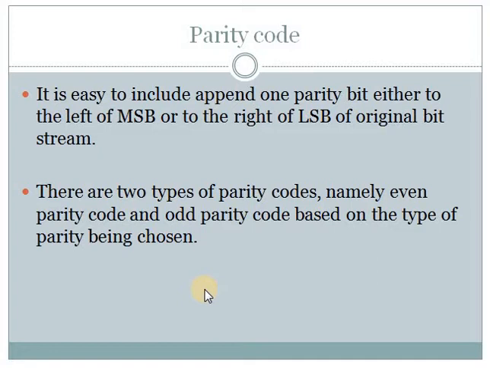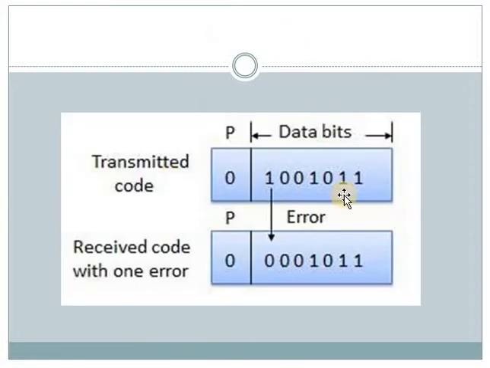Even parity code means an even number of ones present in that code. For example, see here, how many ones are present: 1, 2, 3, 4 ones are present. So that is an even parity. If there are only 3 ones present, 1, 2, 3, this is an odd parity. So we can send an even parity bit or an odd parity bit.